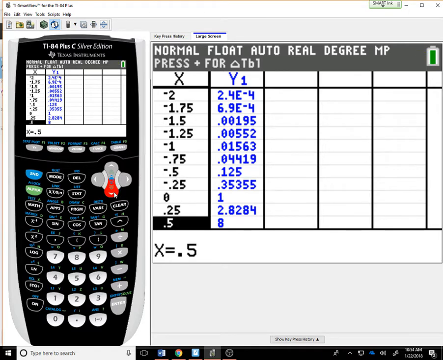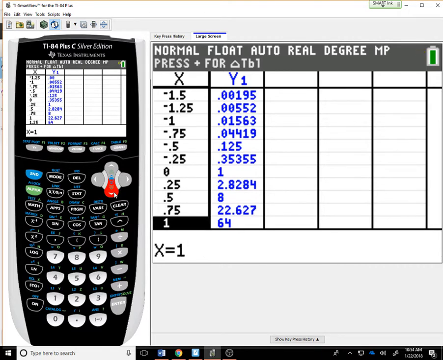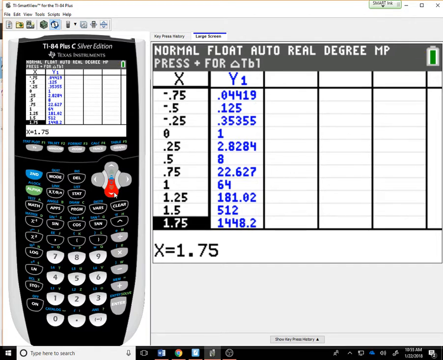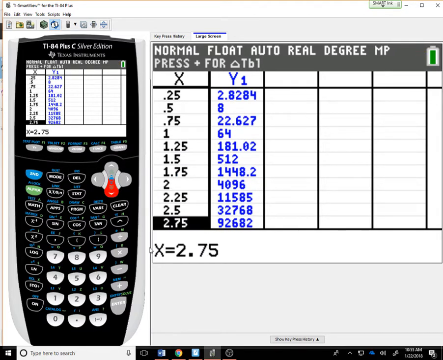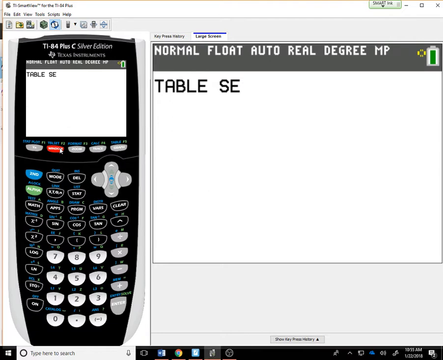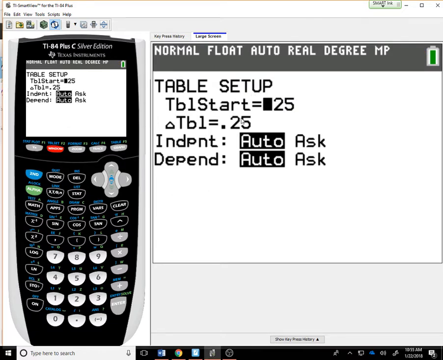And also I can change the starting point too. That way I don't have to scroll down so much, because I know it's going to be above 2. See that? So I can go table set. I can say don't start at 0.25 anymore. Start at, I know it's bigger than 2, right? So I can say start at 2, and maybe I want you to go by 0.1. And then I can see a difference there. And I can go over to the table.